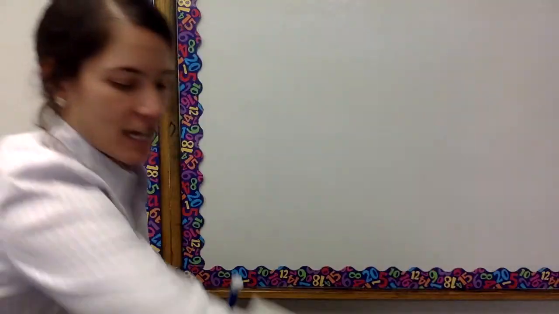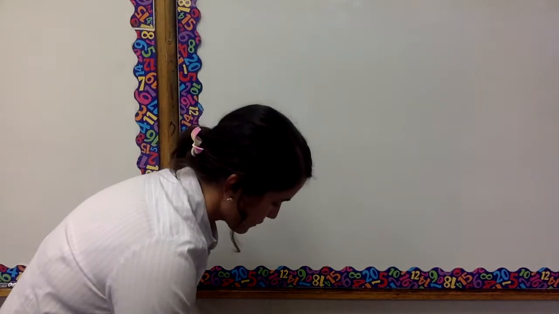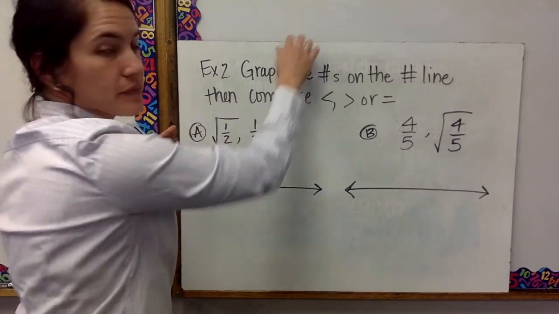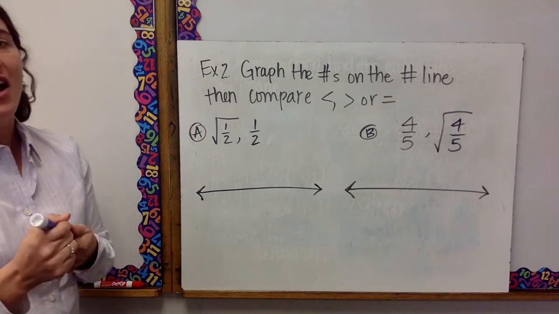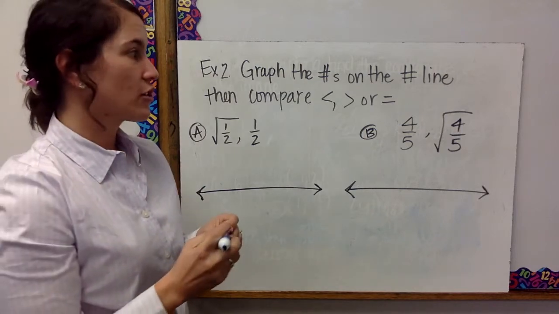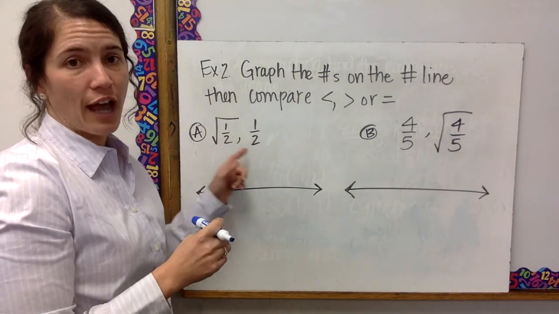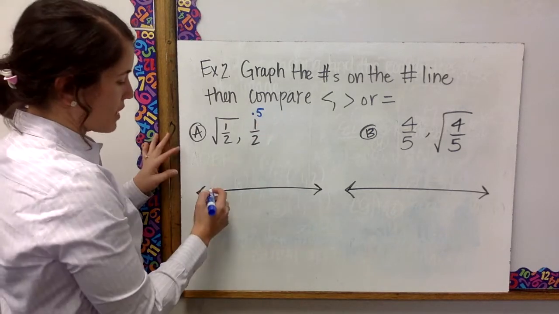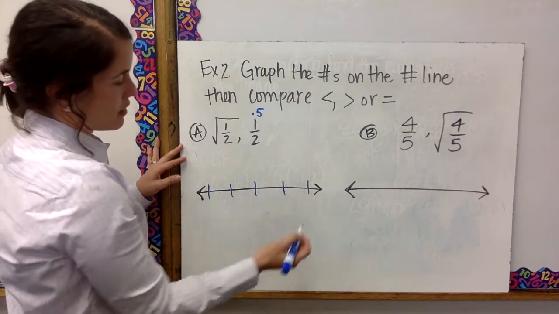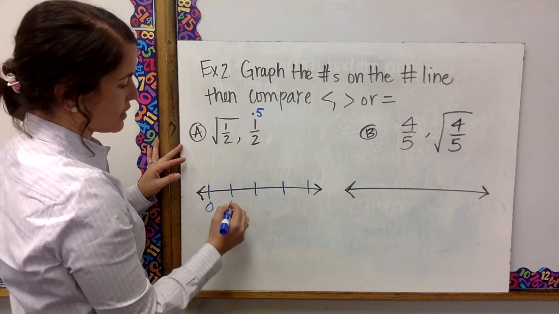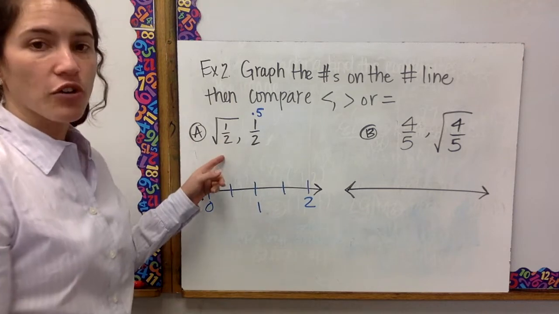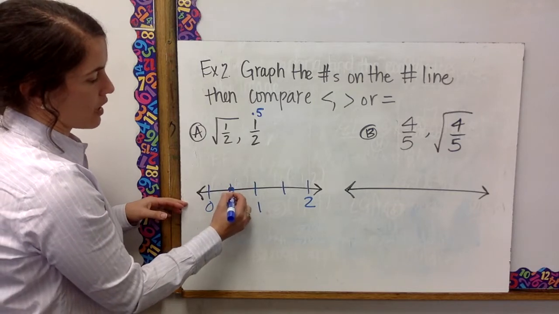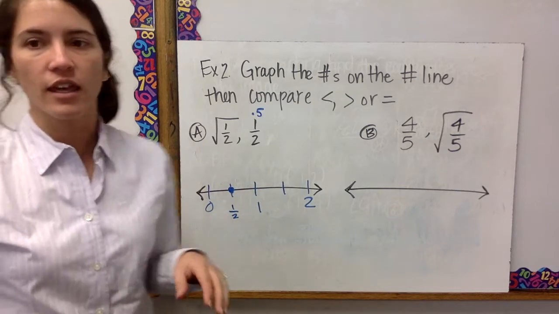All right. Time for example 2. Copy these down. Pause and copy it down. Graph the numbers on the number line, then compare less than, greater than, or equal to. So I have two numbers, the square root of 1/2 and 1/2. Now I know that 1/2 is 0.5. So on my number line, since this is 0.5, I'm going to start at 0, 1, and 2. I don't know what the square root of 1/2 is. I'm going to use my calculator in a moment. So 1/2 is right here, 1/2. Then, hold on, I forgot my calculator.